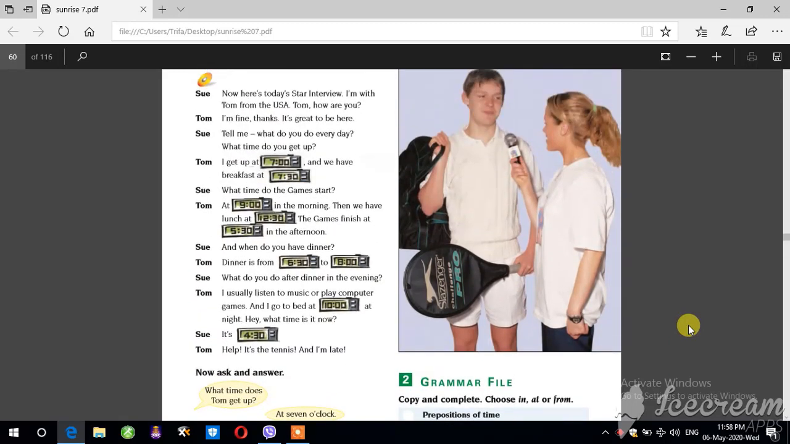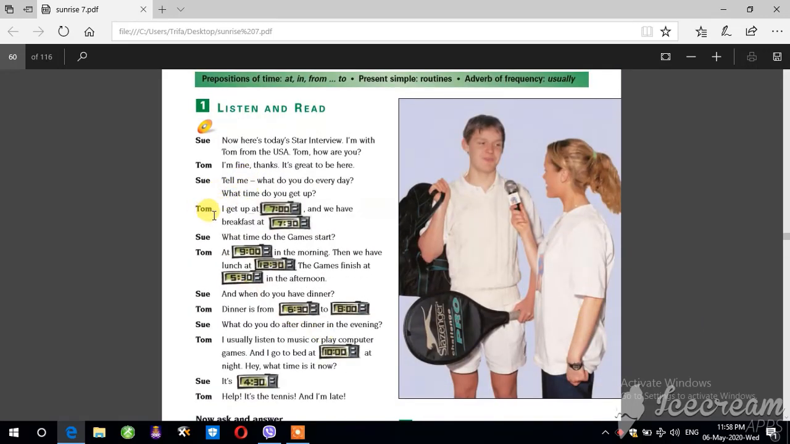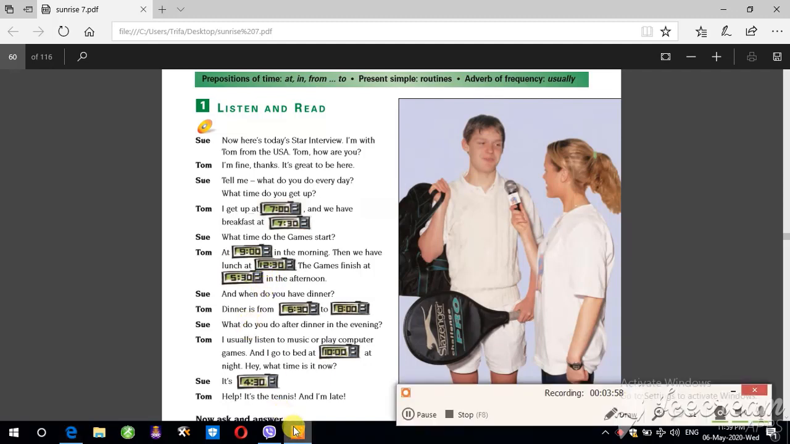If we go back to the dialogue here, Tom says, "I get up at 7. We have breakfast at 7:30." Here he says, "At 9 in the morning." Before the morning, we have in, a preposition of time. And here we have at 12:30, at 5:30, in the afternoon. Before the afternoon, we have in.